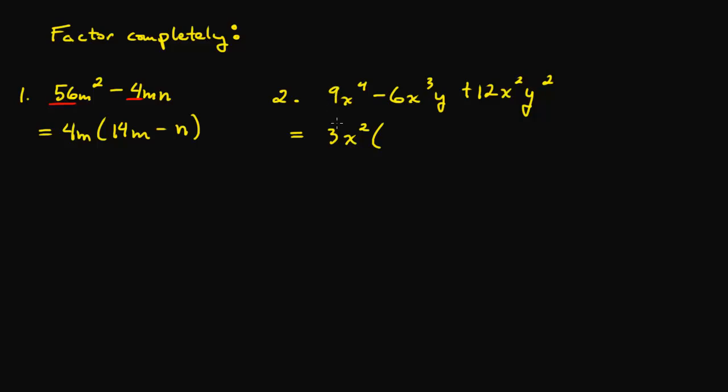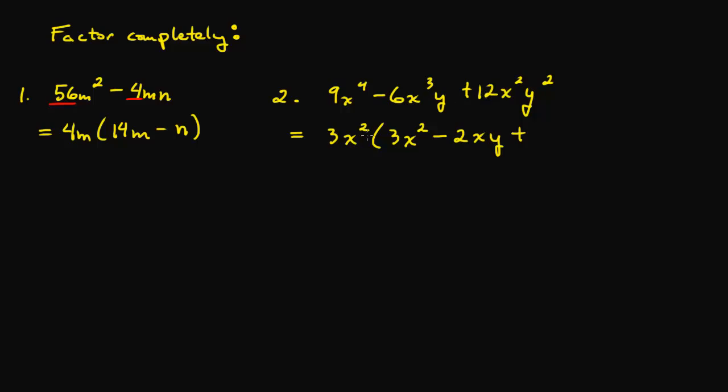So 9 divided by 3 is just 3. X to the power of 4 divided by x squared, well, all that I've done is factor out 2 factors of x, so I still have 2 more factors of x left over. Then I'll go to the next term. Negative 6 divided by 3 is negative 2. X to the power of 3 divided by x squared is just x, so I have 1 factor of x left over in this term. I also have a factor of y here that I didn't factor out. So I'm done with that term now.